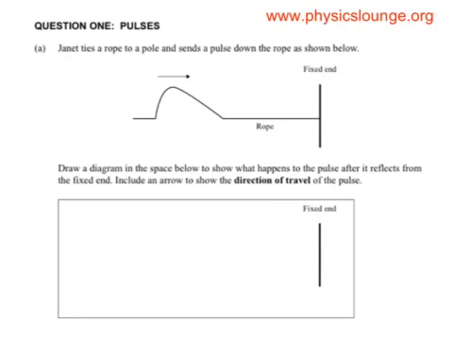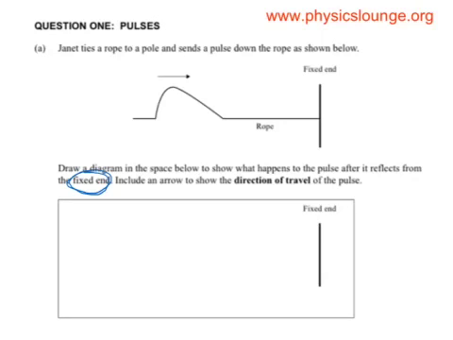This is the 2010 Waves paper for Level 2 Physics. Question 1 is on pulses. Janet ties a rope to a pole and sends a pulse down the rope as shown below. Draw a diagram in the space below to show what happens to the pulse after it reflects from the fixed end. Okay, this is our hugest clue, that it's a fixed end. Include an arrow to show the direction of travel of the pulse.